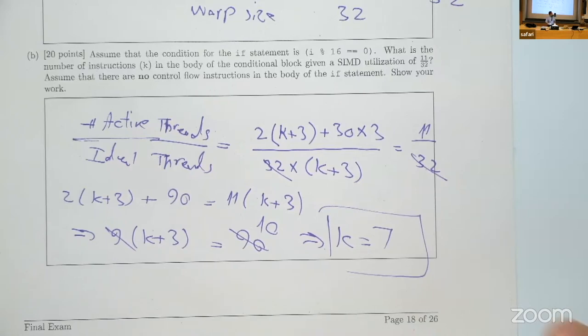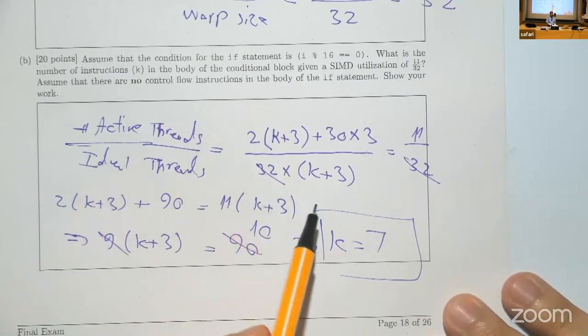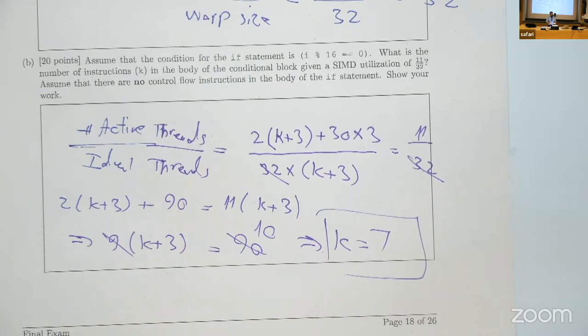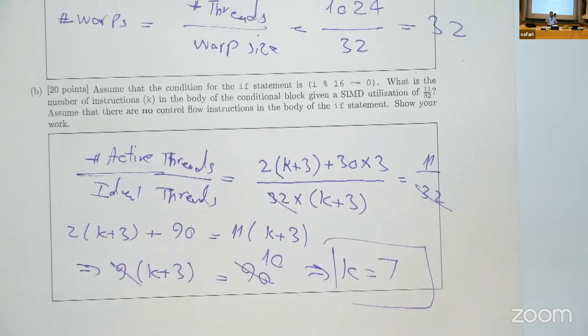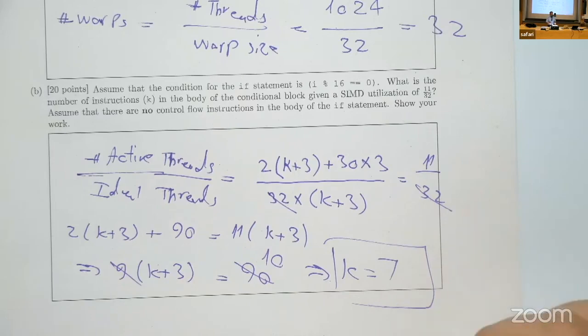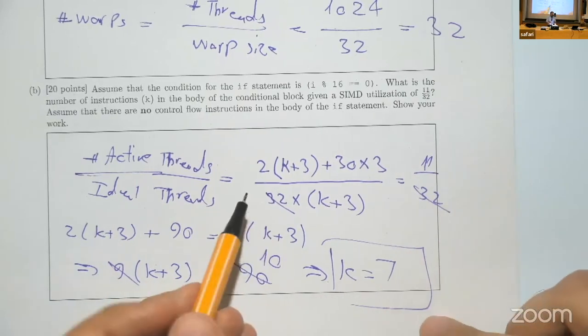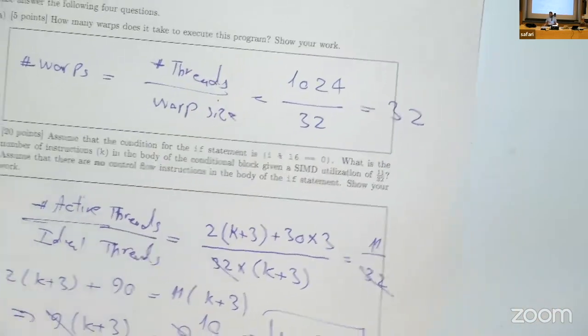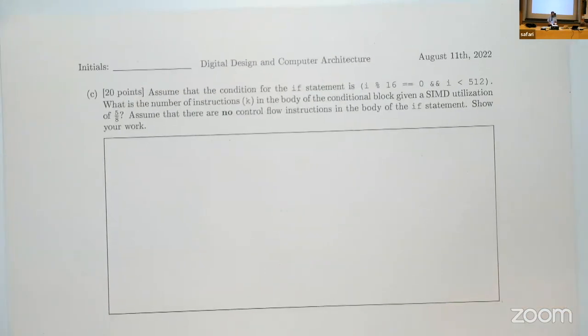I mean, the key point is to come up with this equation, which is not hard to come up with. Because of this if statement, all warps are the same. The only difference is intra-warp: some threads take the branch, and others don't. So you can write the equation for only one warp, because all warps are the same. Okay, we will repeat this again in the next one also. Okay, so part C is a bit harder than part B.